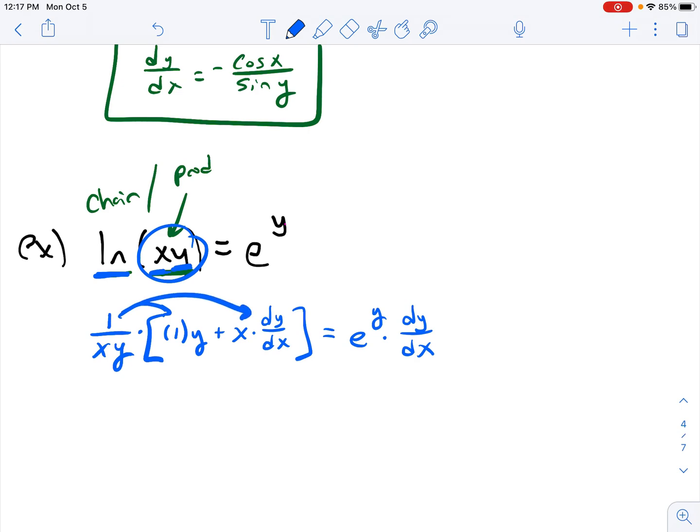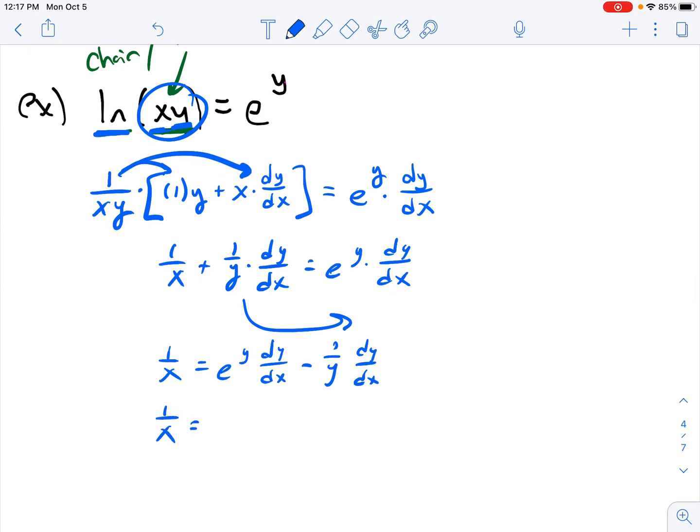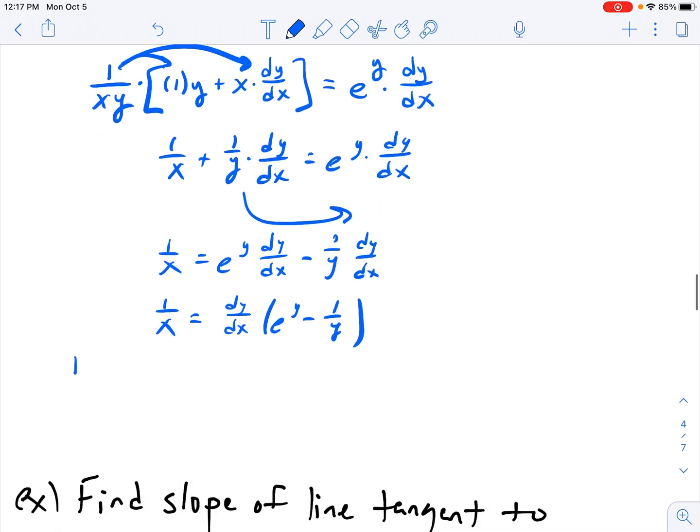Here goes. I'm going to go ahead and distribute. And let's see, y over xy is 1 over x, and x over xy is 1 over y times dy dx. And just to make life a little simpler, I'm going to move that to that side. Doesn't always have to go to the left. It can go on whatever side, those dy dx's. And now I can factor and divide. And it looks like dy dx is going to be 1 over x over e to the y minus 1 over y. You can leave it like that.